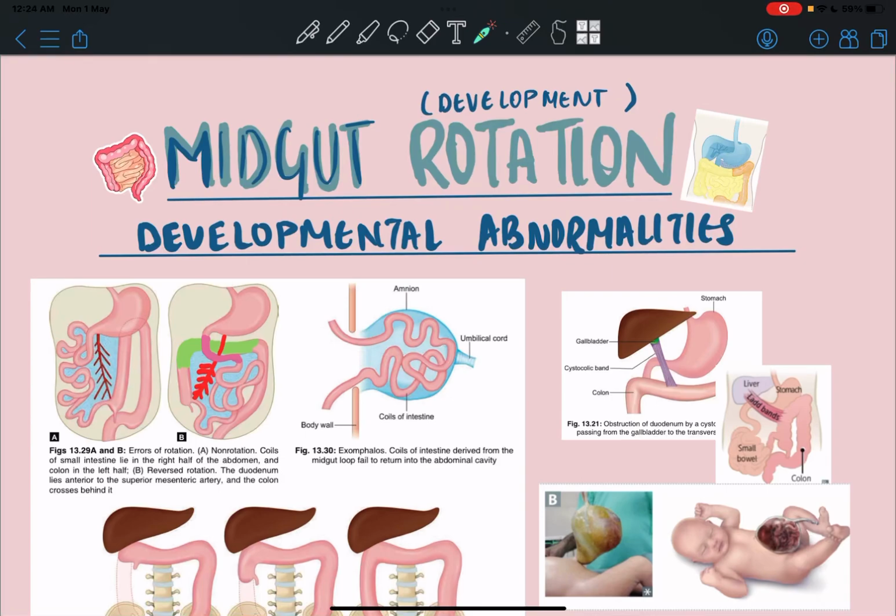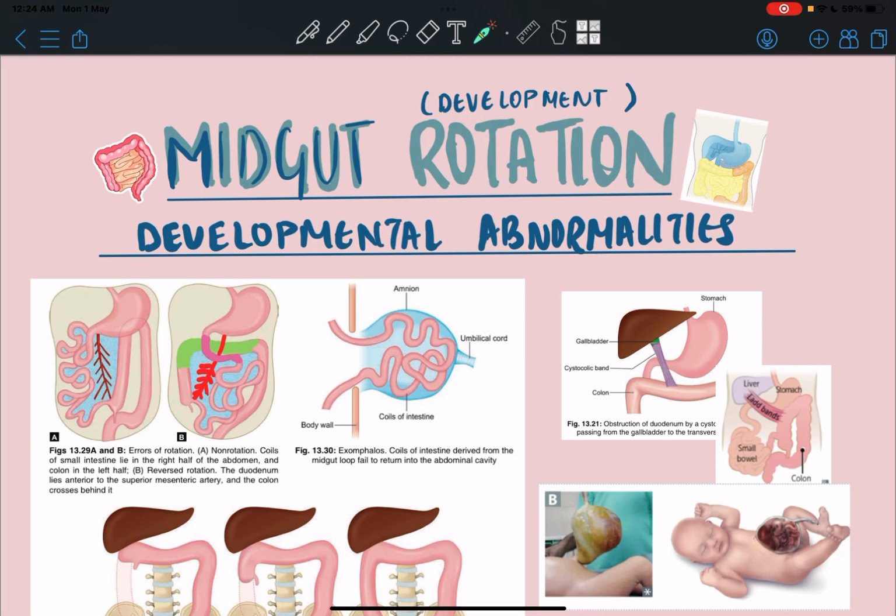In this video we're going to talk about developmental abnormalities, but not just related to midgut rotation, because it would be a very short and relatively useless video. So I'm going to talk about everything. The first thing, as mentioned, is a developmental anomaly related to the midgut development, that is jejunum, ileum sort of thing. So let's get into it.